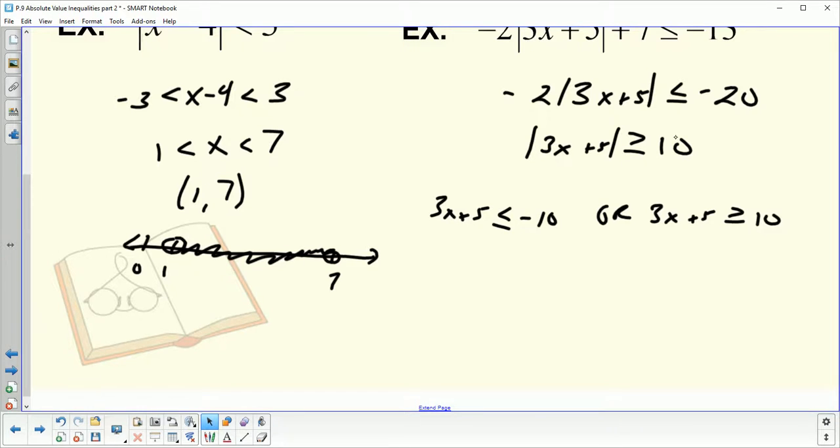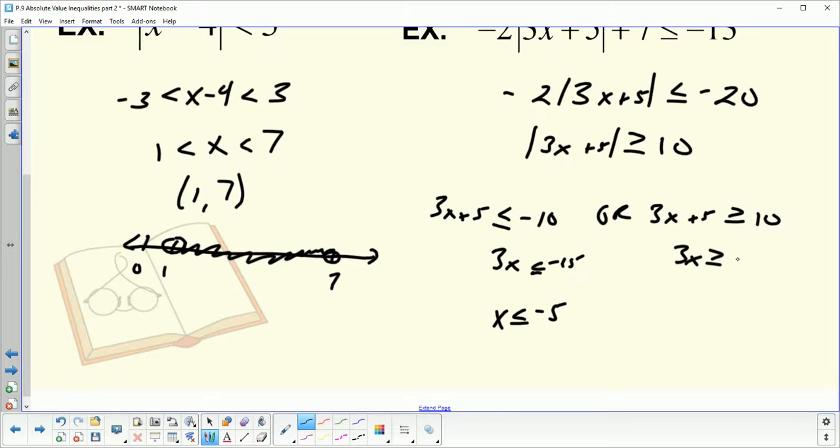We solve them both like we have before. We're going to subtract 5 on this first one, so we're going to have 3x is less than or equal to negative 15. Divide by 3, it's positive, so keep your symbol the same way. And we get x is less than or equal to negative 5. The other side, 3x, by subtracting 5: 3x is greater than or equal to 5, and then divide both sides by 3. Again, this is a positive number we divide by, so we don't switch our symbol, and we end up with 5 over 3.